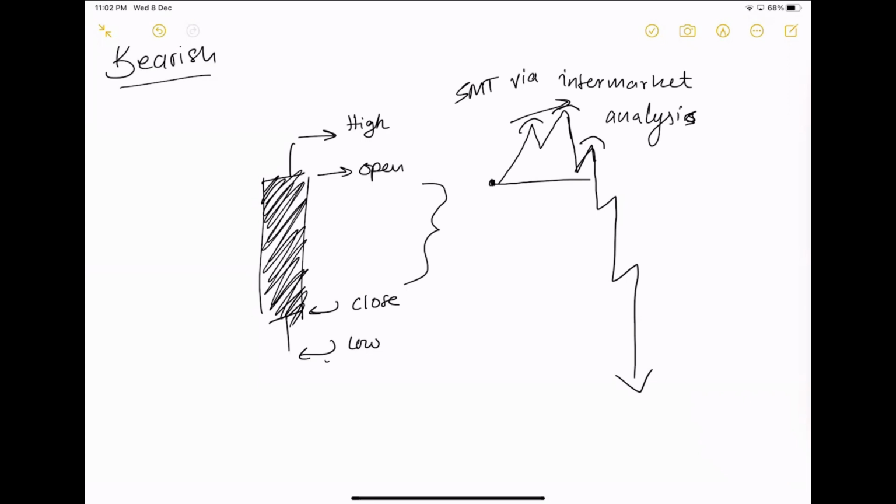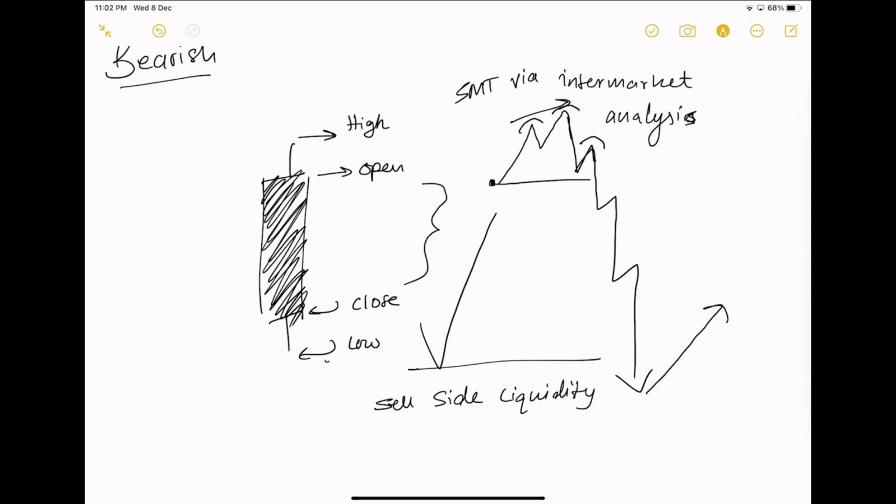Now the question is this: what is it looking for? A bearish day is looking for sell side liquidity. After it has taken out sell side liquidity, it's going to start retracing, which is depicted by this wick. After forming the low, it retraces, forming a wick. I don't need to explain to you how different candles are formed.